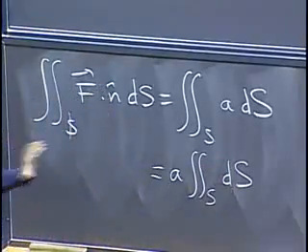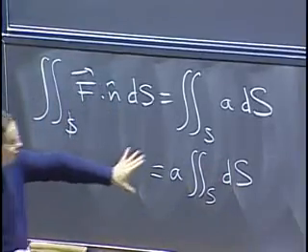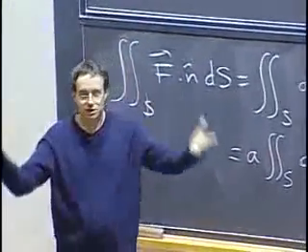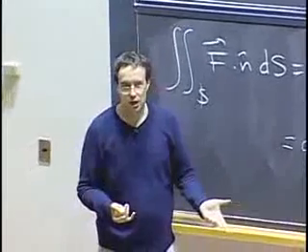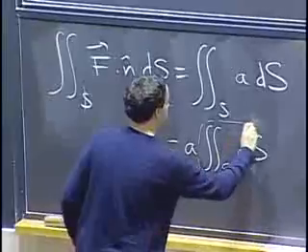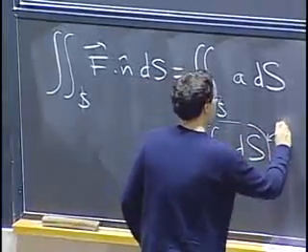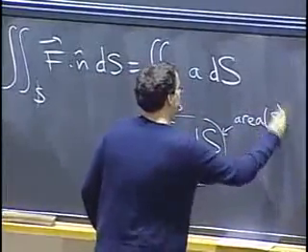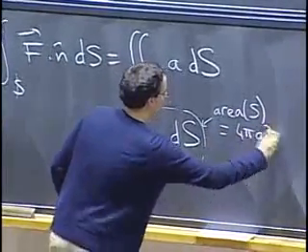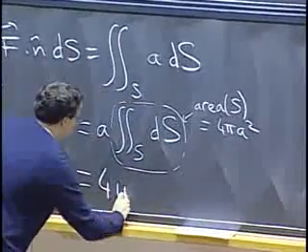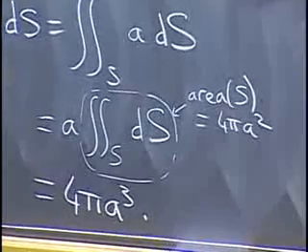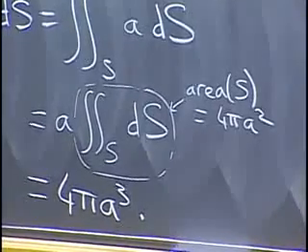But for now, I don't actually need to, because the double integral of dS just means I'm summing the area of each little piece of the sphere. I'm just going to get the total area of the sphere, which I know to be 4 pi a squared. So this is going to be the area of S, which is 4 pi a squared. So I will get 4 pi a cubed. Okay, so that one was relatively painless. That was too easy.